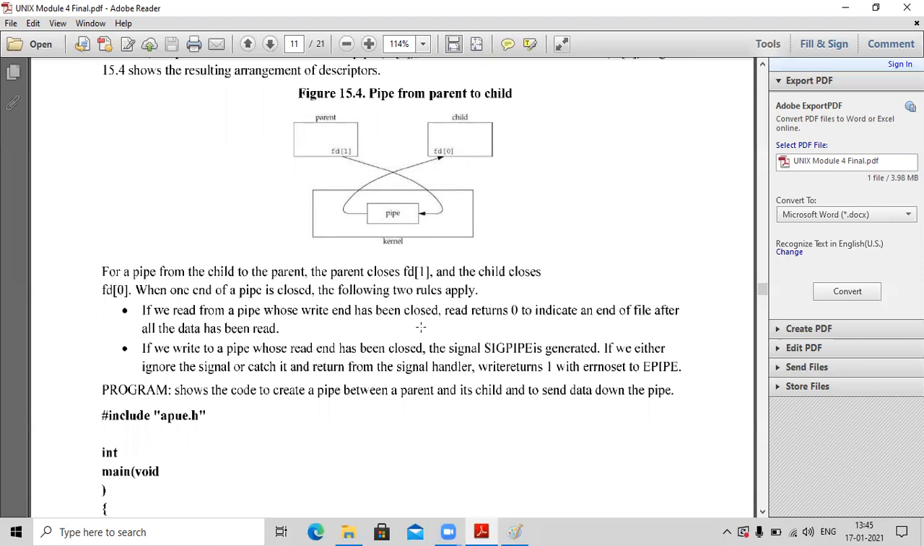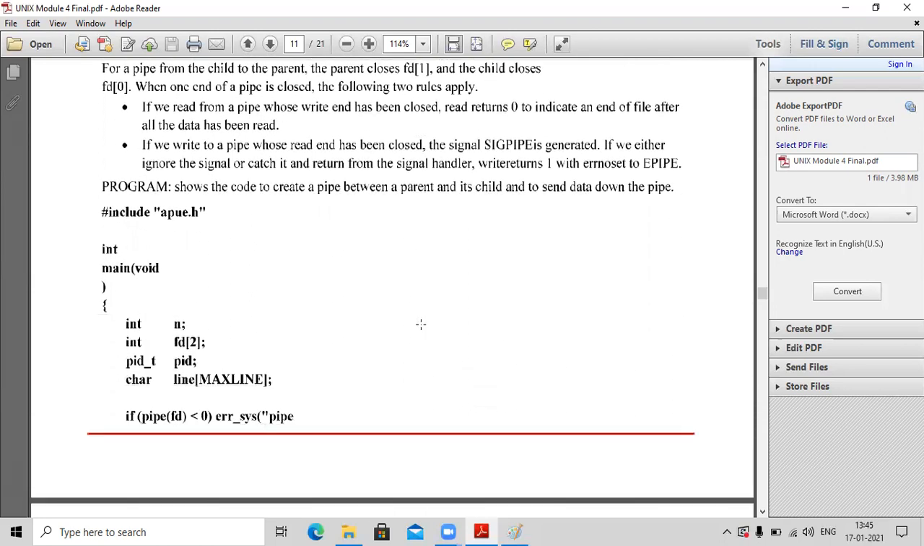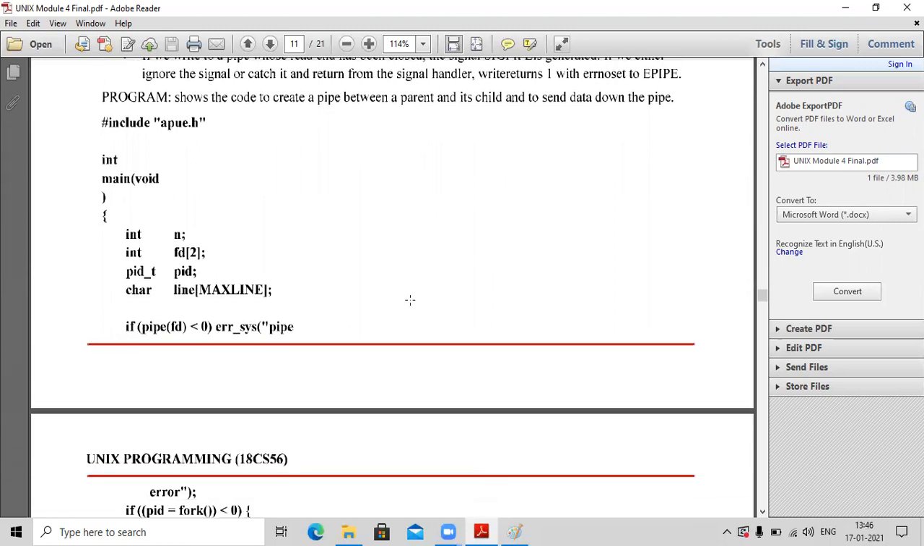These are the two rules to follow whenever a pipe is established between two processes. Let us see a sample program of how we can create this particular pipe. This is a program which creates a pipe between parent and child and sends data through that pipe. As you can see, you have included the Advanced Programming in the Unix Environment header file. Then there's a main function. Your program execution will always start from the main function.